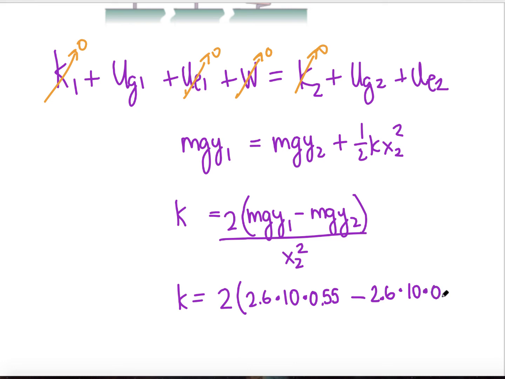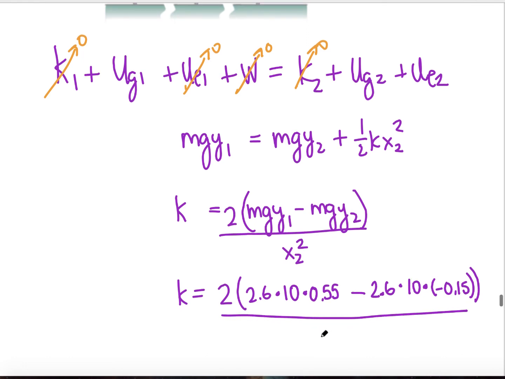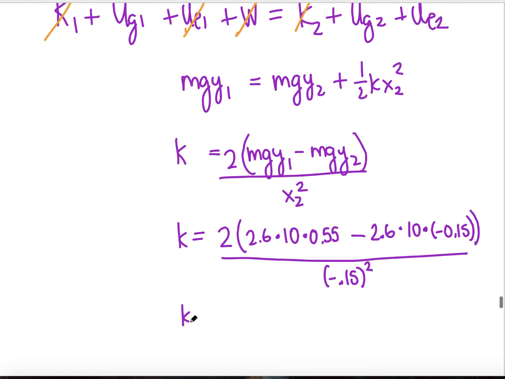position, which is negative 0.15 meters, add some parentheses just to make sure, all over our displacement of the spring, which from 0 to the negative 0.15 is just negative 0.15. Don't forget to square it. So plug all this into your calculator and go slow, and you find that k is equal to, I get 1,618, so let's go ahead and round that to 1,620, and the units here are going to be newtons per meter. So there you have it.